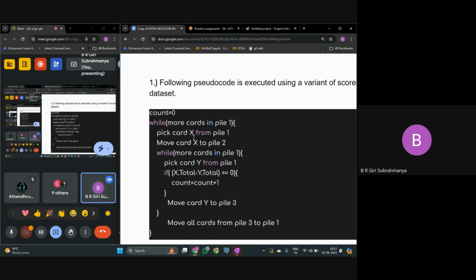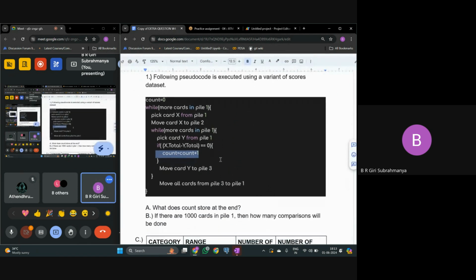Now, in between, what are we comparing between X and Y? We are checking the total marks scored by X and the total marks scored by Y, and we are subtracting these two. If that is equal to 0, we increase the count. So when will this subtraction result in 0? When they both are the same, of course the subtraction will become 0. So that's what this means. Count is going to count the number of pairs of cards with the same total marks.